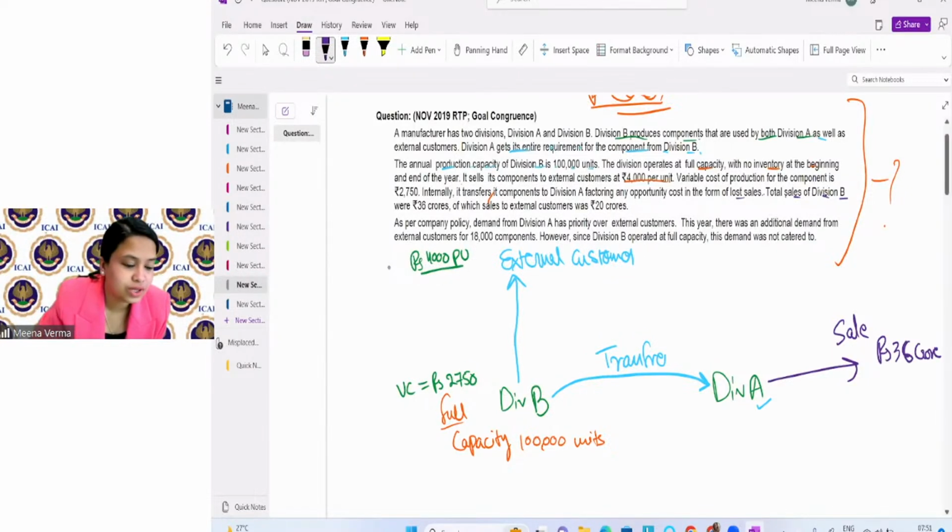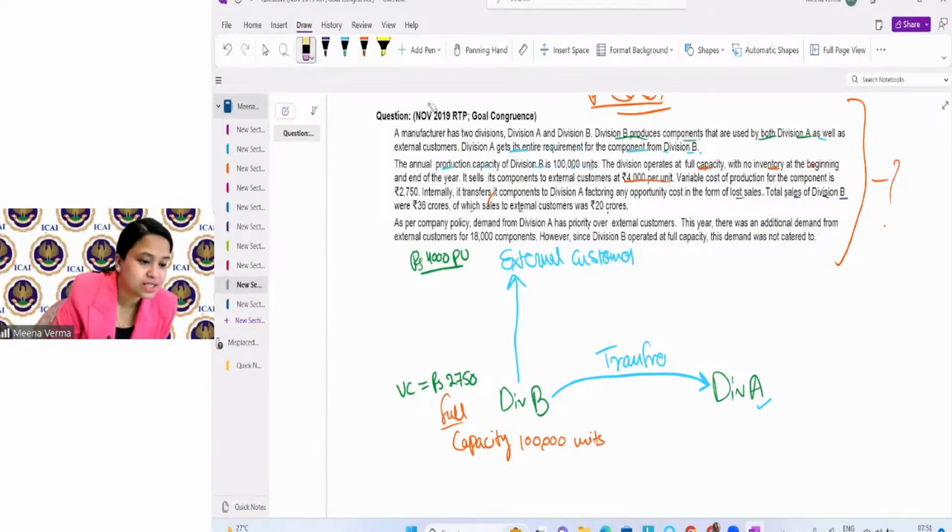Crore. Okay. After that, of which sale to external customer was 20. Achha no, not here. See, you are making a diagram, so it is clear that it should not come here. Who is selling the goods? It is given, division B is selling the goods. So the total sale of division B is what? 36 crore. Of which the sale to external customer is 20 crore. So they are selling 20 crore to external customers. And 16 crore sale is internal transfer.